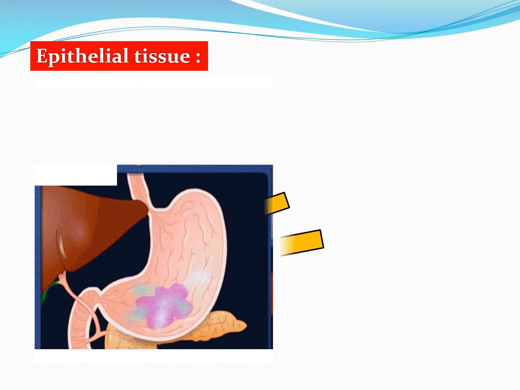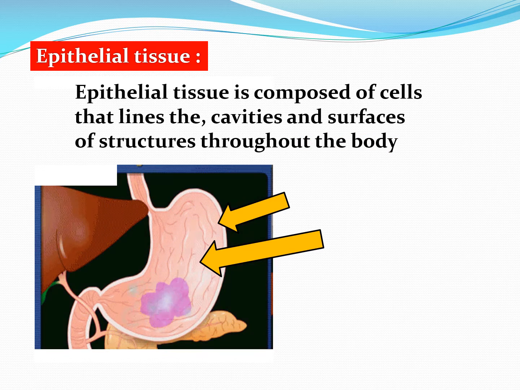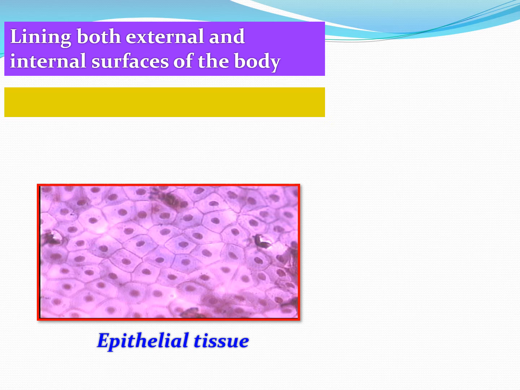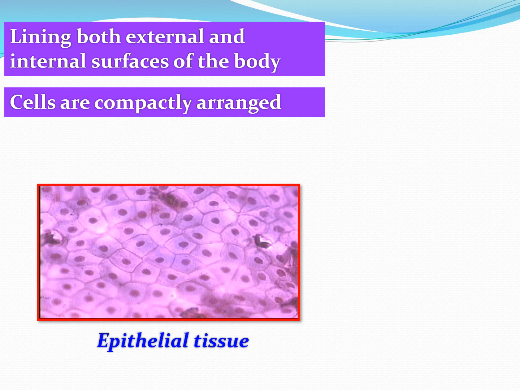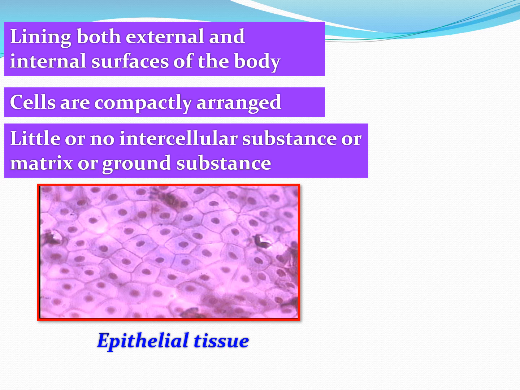Let us study about epithelial tissue. Epithelial tissue is composed of cells that line the cavities and surfaces of structures throughout the body. So epithelial tissue is found lining both external and internal surfaces of the body. The cells of the epithelial tissues are compactly arranged and there is little or no intercellular substance or ground matrix to be seen.